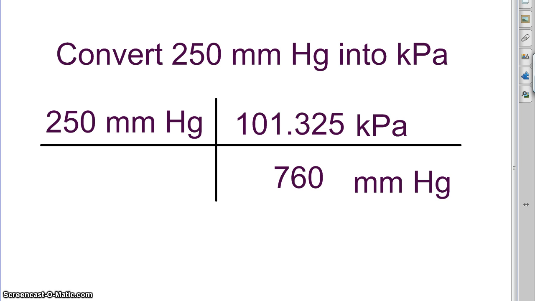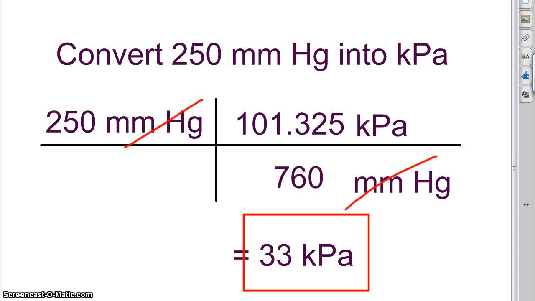So my millimeters of mercury cancel, and I'll be left with kilopascals. All I have to do is take 250 times 101.325 divided by 760, which gives 33 kilopascals. So 250 millimeters of mercury is the same thing as 33 kilopascals. And that is how you do a pressure conversion. You can do this for any conversion of any of those units, so long as you have a standard for it.